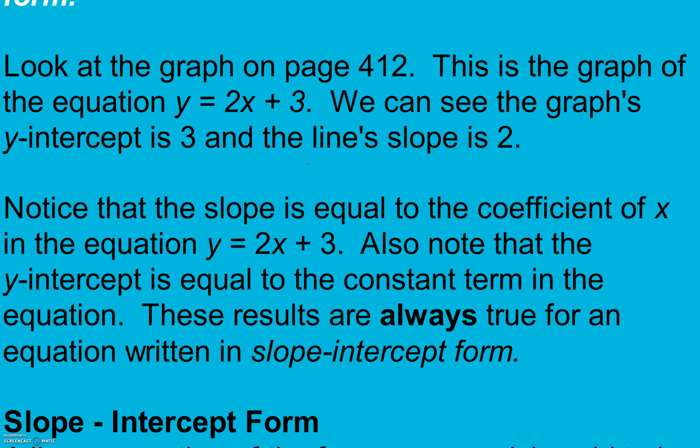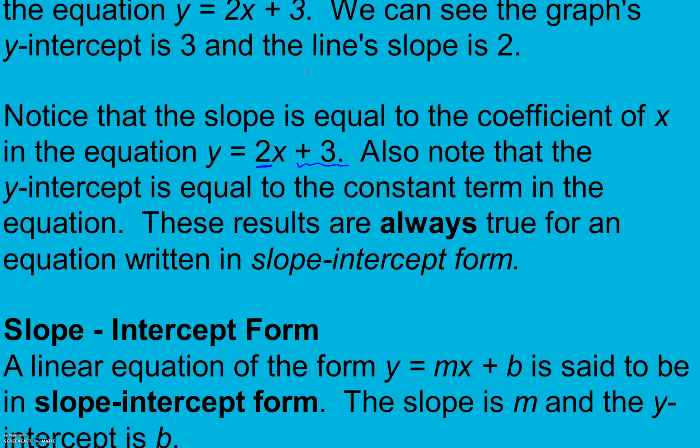Notice that the slope is equal to the coefficient of x in our equation, the 2, and that the y-intercept is our constant term in the equation. This is always true for an equation written in slope-intercept form. We called this form function form before, where it's y equals. Same idea here, slope-intercept form. So in slope-intercept form, we always have y equals mx plus b. The number in front is my slope, and the constant after is my y-intercept, or my b value.